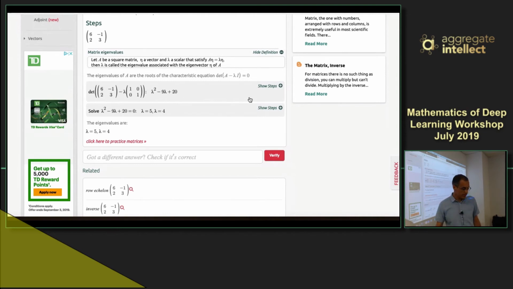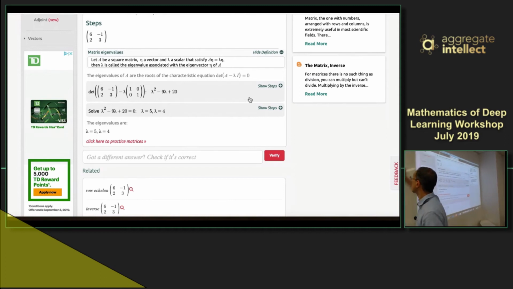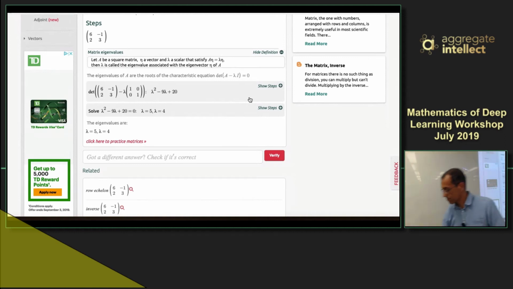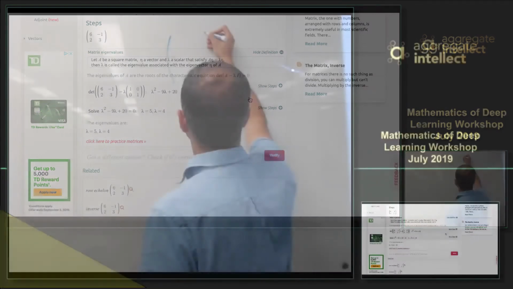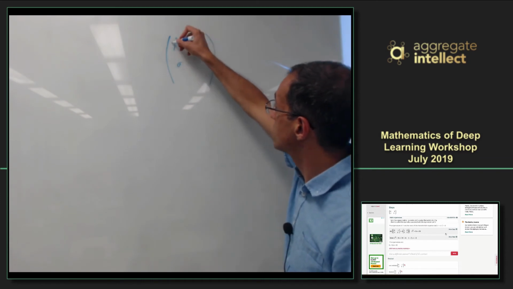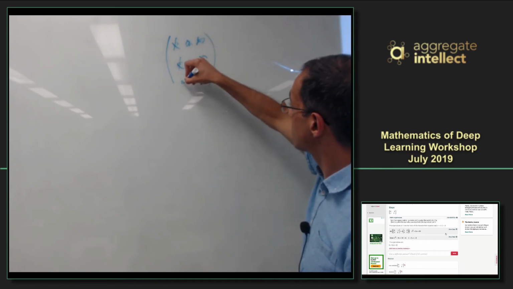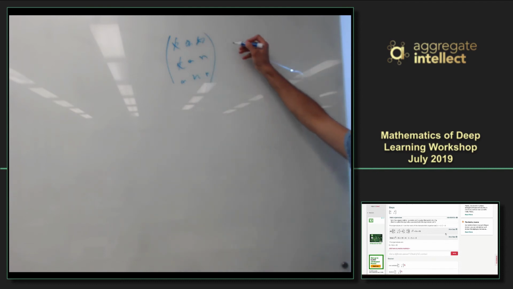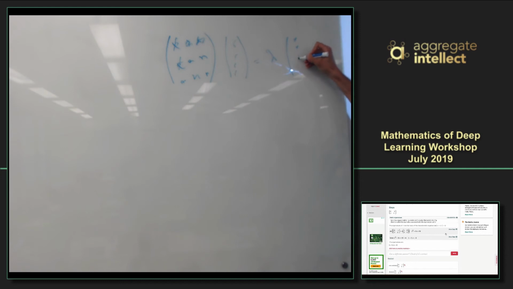Let me use the board again. Where is the eraser? Oh, it's here. Thank you. So I have matrix A, and this has things in it. These are not zeros. These are stuff. Okay? And I'm multiplying it by this vector, and I'm getting a scalar times the same vector.